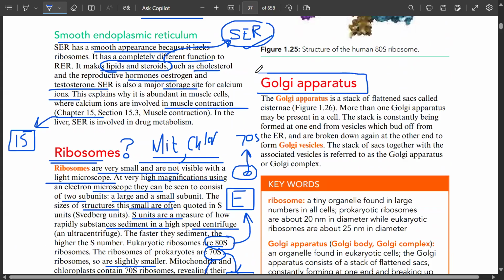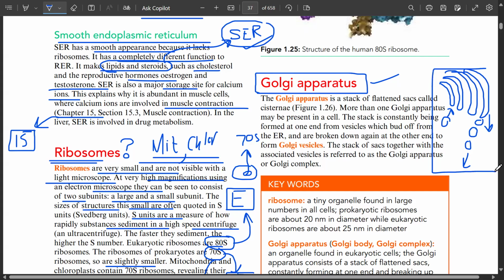Next, we have the Golgi apparatus. Ever heard of this organelle before? No. These are also membranous flattened sacs which are present in the cytoplasm, something like this. Some vesicles also break off from this side, and they keep breaking off. We call them Golgi vesicles. This whole combined structure is known as the Golgi apparatus. This part is known as the Golgi body, and the vesicles are known as Golgi vesicles.